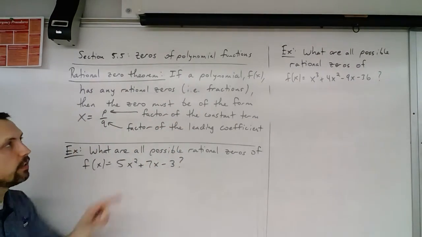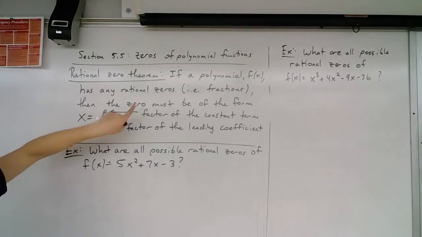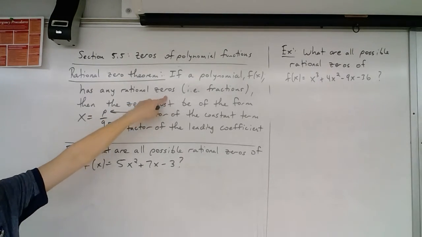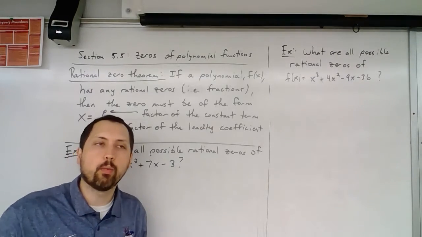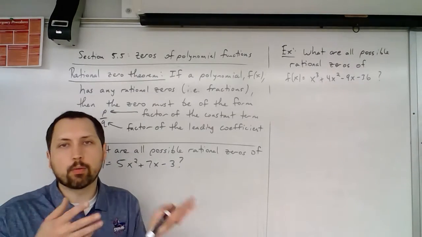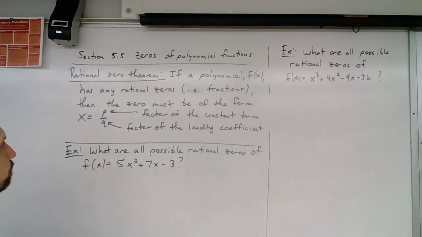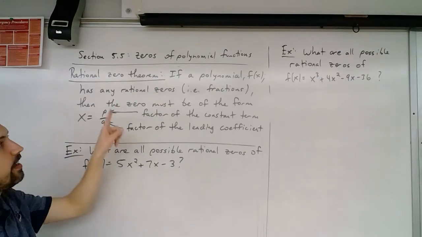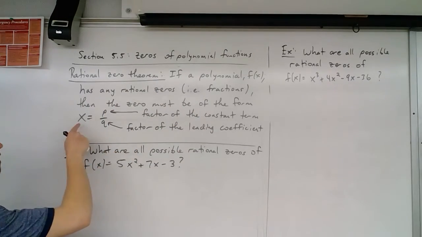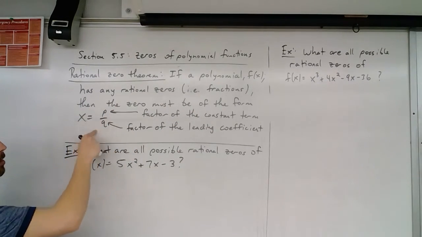If a polynomial, say f of x, has any rational zeros, remember, these are going to be things that are like fractions. Any whole number is a fraction over 1. Obviously, fractions like 1/3 are rational numbers. So if it has any of these, then the 0 must be of the form this: x is going to be some rational number, p over q.